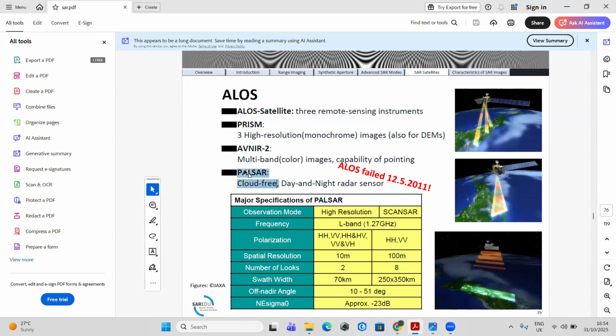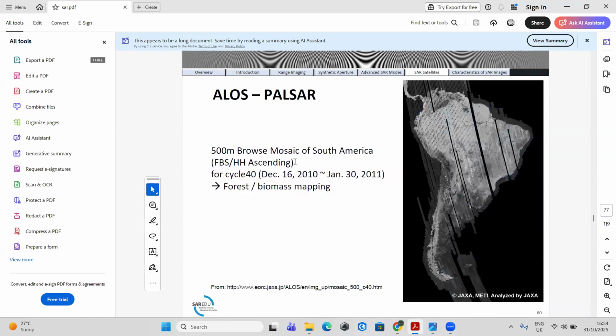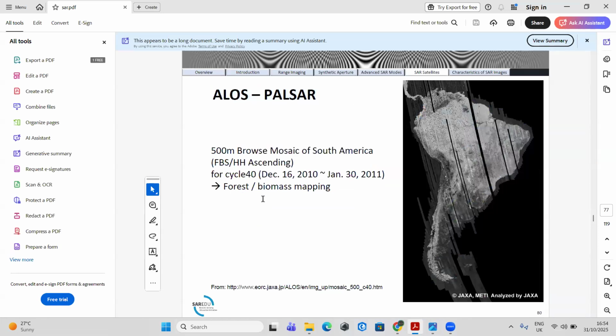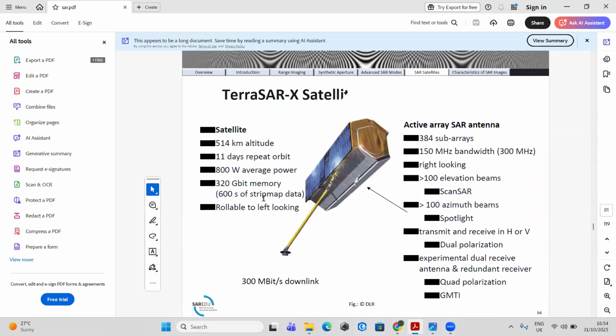These are the three: one is called PRISM, one is called AVNIR, one is called PALSAR. Mainly what you will come across is this one, ALOS PALSAR. This is used to create digital elevation models, so you'll come across this one a lot. Then you have the TerraSAR from the German Space Agency.